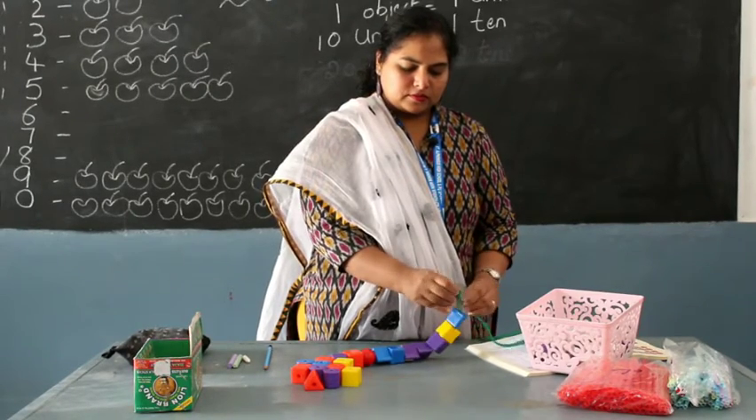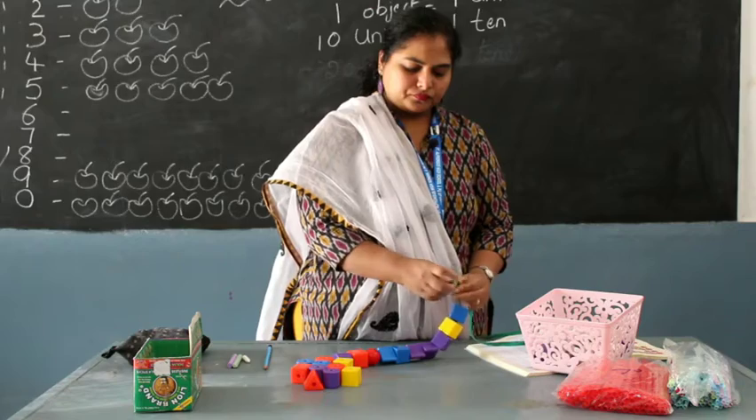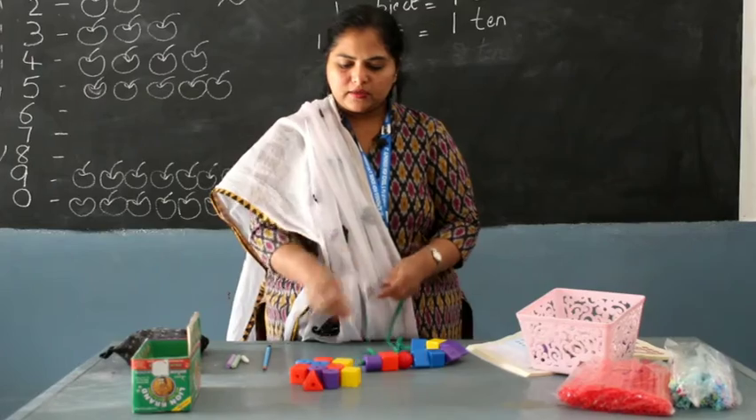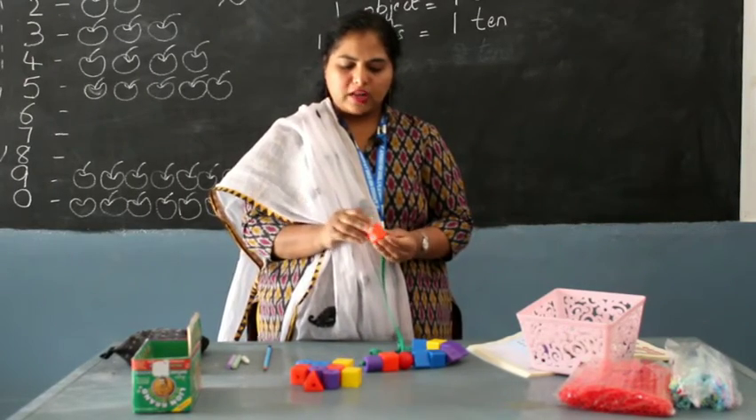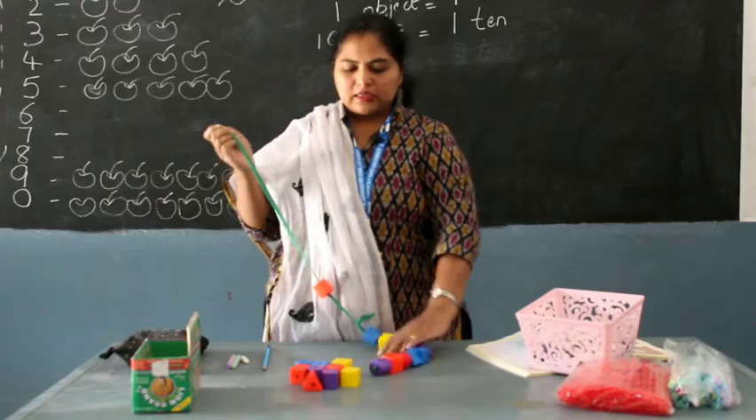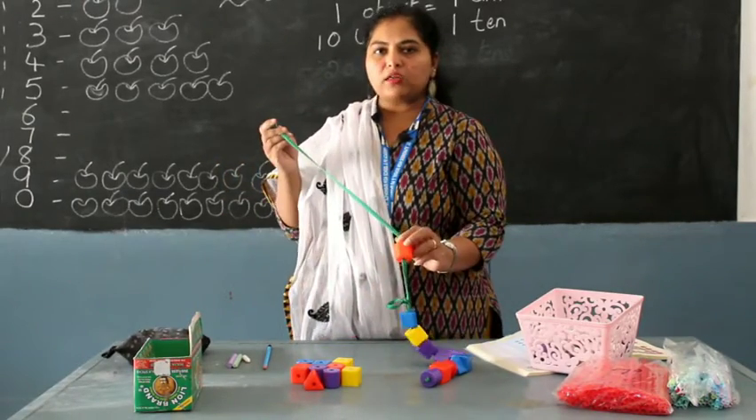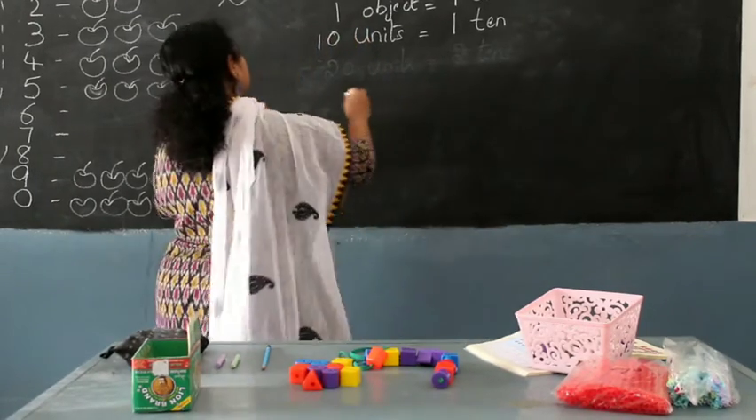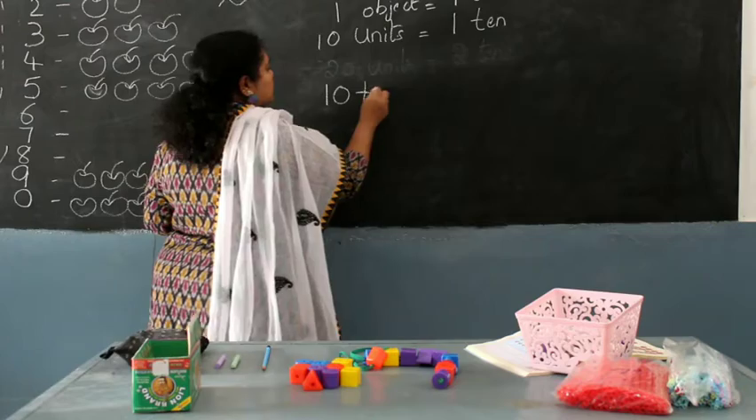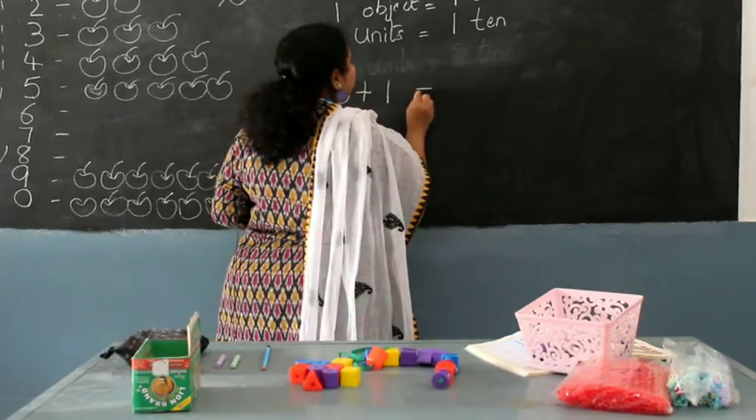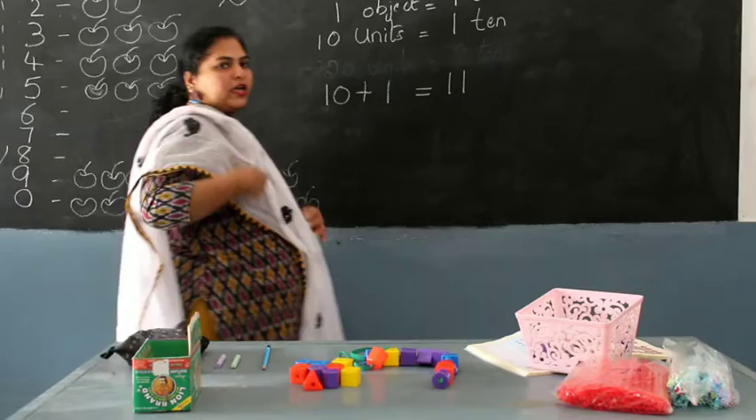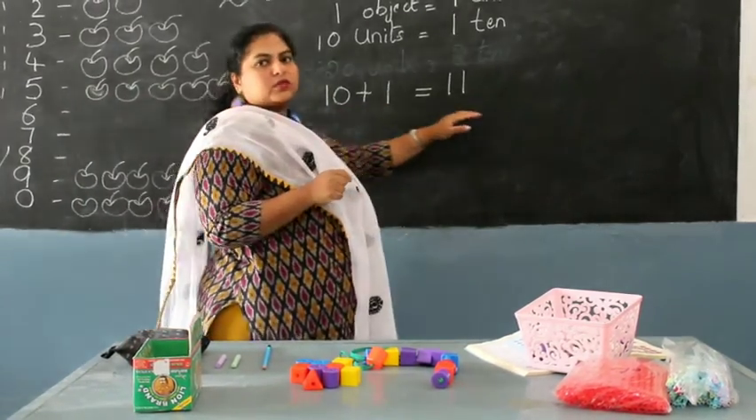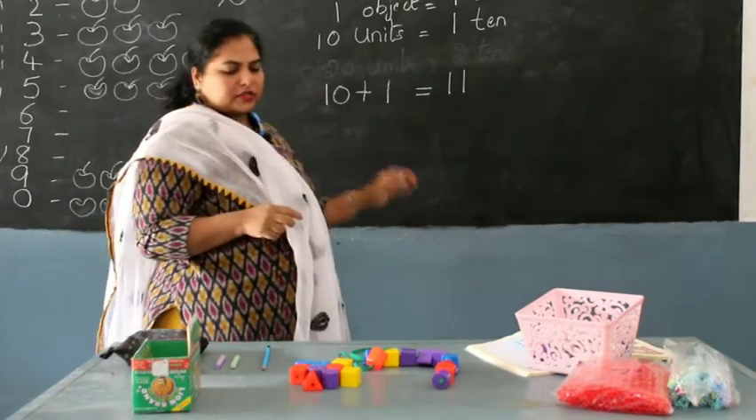What happens? Okay, so now I'm adding one more bead into it. So what happens? This is 1 ten plus 1 one. So that will become 10 plus 1, which is equal to 11. Okay, so I have a group of 10 beads, that's 1 ten plus 1, that is equal to 11. So you have 11 beads.